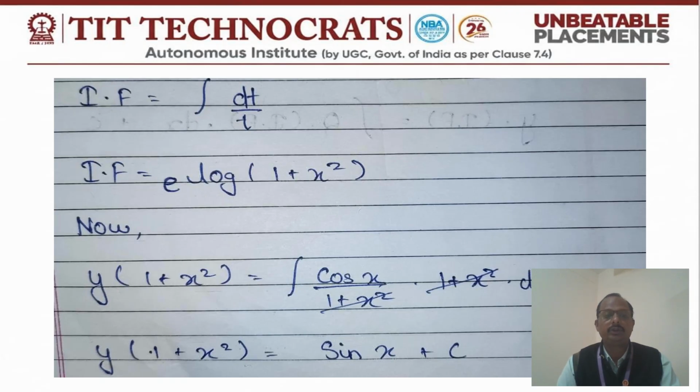So I.F. is equal to e to the power log of 1 plus x square, which is equal to 1 plus x square, as we know that e to the power log x is equal to x. So by putting the values, we get y times 1 plus x square is equal to sin x plus c.